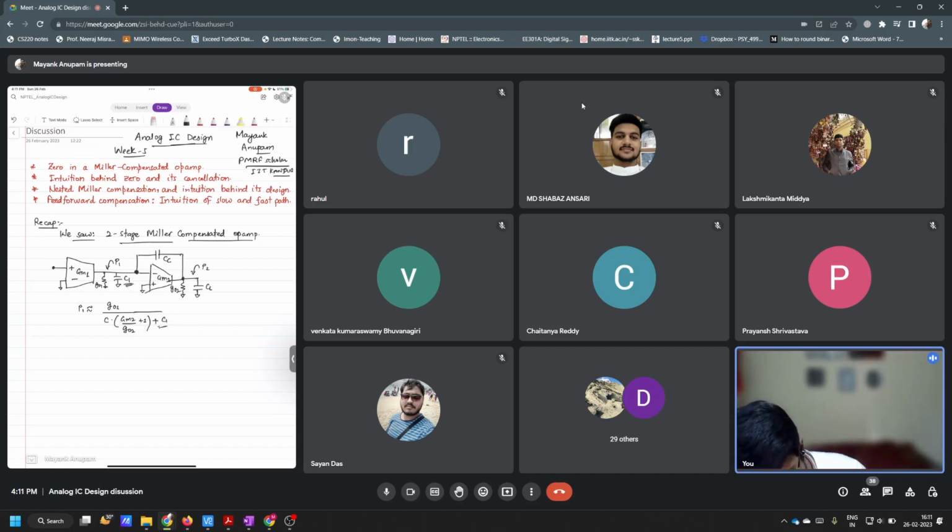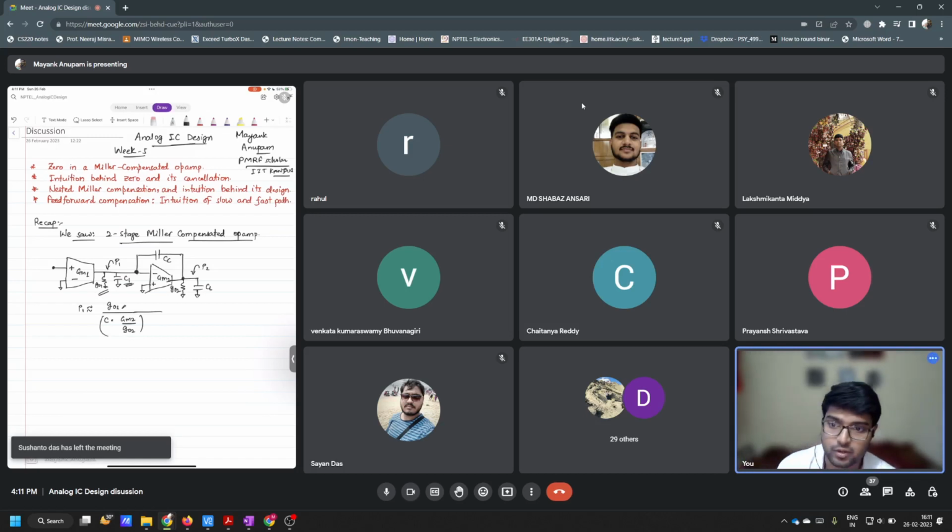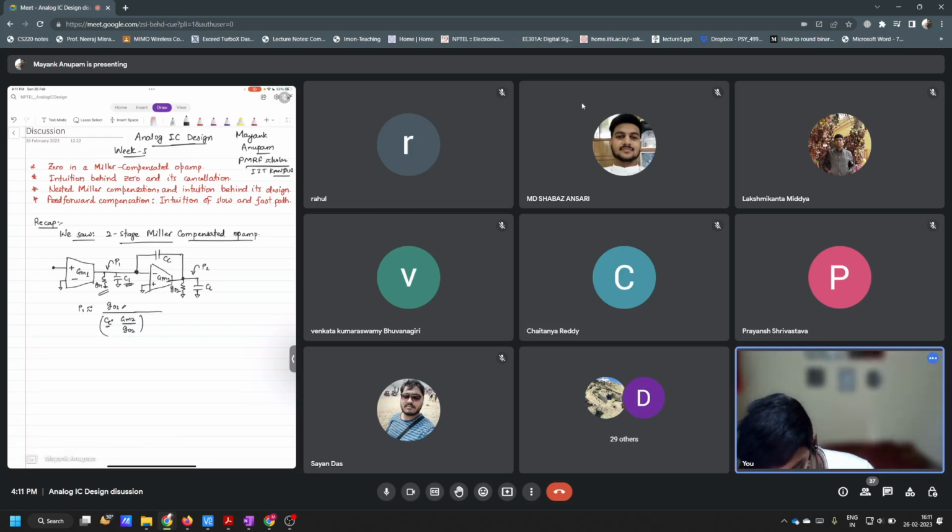For all practical purposes this C1 is much less compared to the other term, so we can ignore it. Moreover, GM2 by GO2 will also be much greater than 1, so we can ignore that as well. So this is approximately the pole location: GO1, the output conductance of the first stage, divided by the capacitance CC, multiplied by the DC gain of the second stage. Fine. Now can anyone tell me what was the approximate location of pole P2?